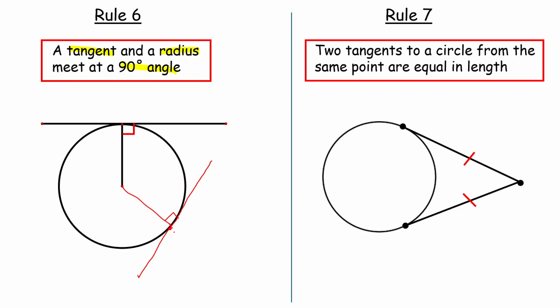And rule number 7, last but not least, we've got two tangents. Okay, so again, a tangent from the point, so two tangents to a circle from the same point are equal in length, which we can see by these lines here. So if we go and draw in a tangent from this point, which is here, and another tangent from the same point, okay, they're going to be equal in length.